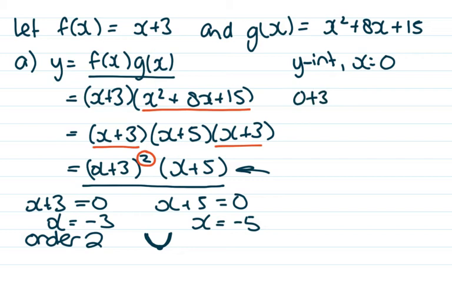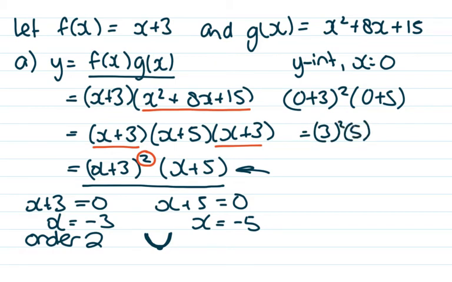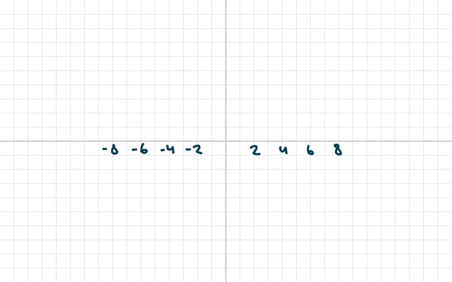So 0 plus 3 squared times 0 plus 5. So that's 3 squared times 5 equals 9 times 5 equals 45. So the y-intercept will be 0, comma 45. So on our y-axis, we need to go up to at least 45. So if we go up by tens, and then down by tens. All right, and then I'm just going to plot my points.